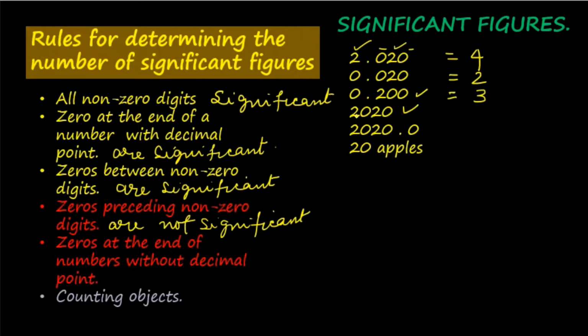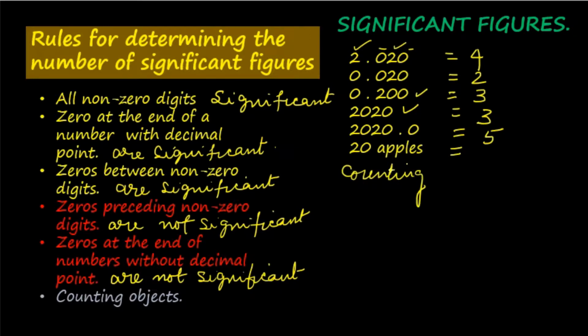The next number is 2020. There is no decimal point. There is a 0 between the non-zero digits. There is a 0 at the end. So from the rule, zeros at the end of numbers without decimal point are not significant. So here you will have only 3 significant figures. But if you put a decimal and put a 0 at the other end, then the number of significant figures becomes 5.